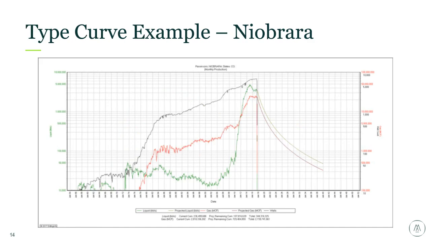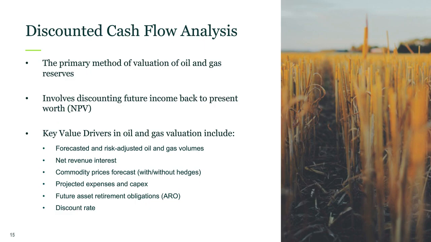Here's a type curve in the Niobrara. The only reason I wanted to show this is it gives an idea of what happens when you quit drilling. Production climbs and climbs and climbs, and then once drilling activities stop, certain fields are going to fall. We all know what's going on in West Texas, and it's probably not going to be resilient forever. Certainly in the next few years, but when you quit drilling, stuff falls off. All right. So moving into discounted cash flow analysis.